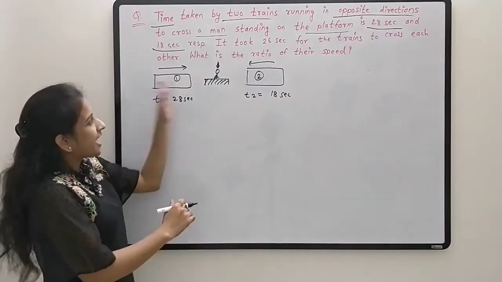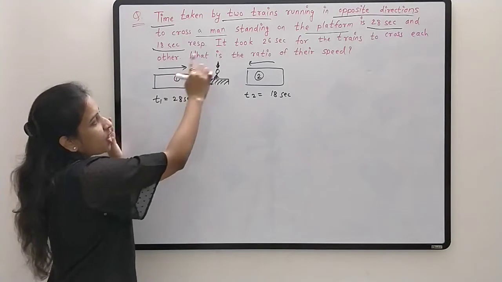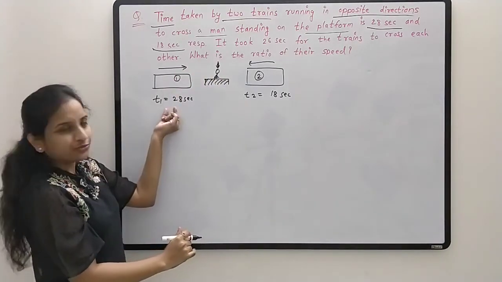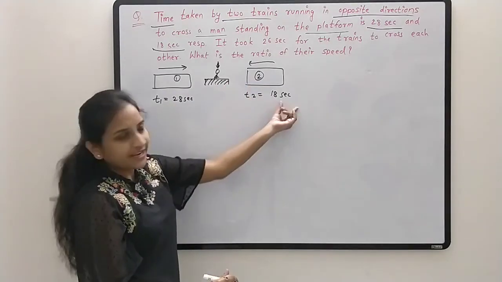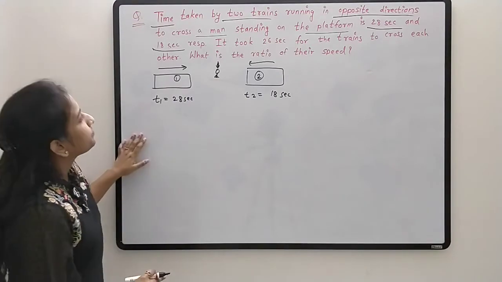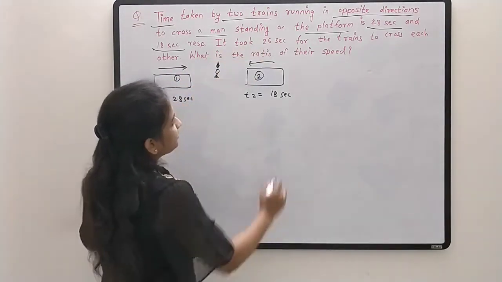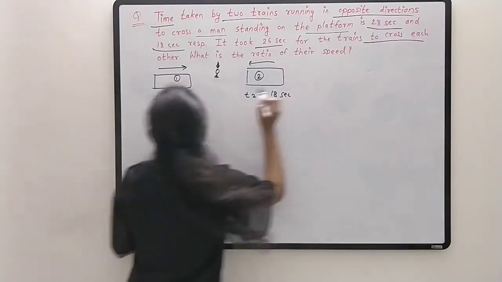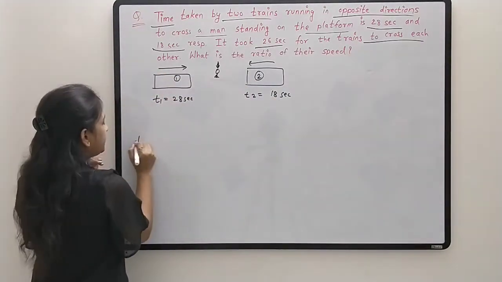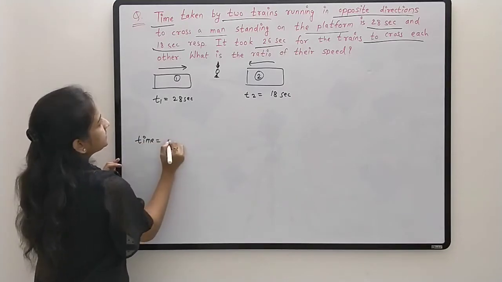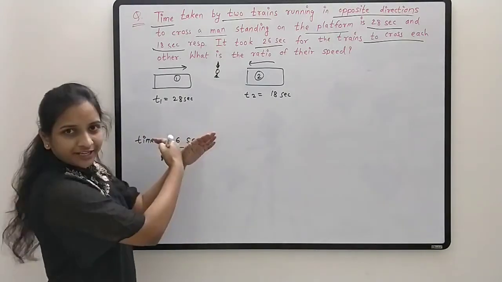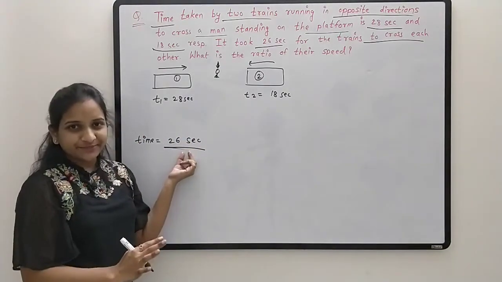This is simple, like category 1. Train is crossing a stationary object, man, right? To cross that it takes 28 seconds. For this it takes 18 seconds. Simple. Okay, no use of platform here. Now it took 26 seconds for the trains to cross each other. Now when two trains cross each other, time taken by two trains is 26 seconds. Okay, to cross each other, time taken is 26 seconds.